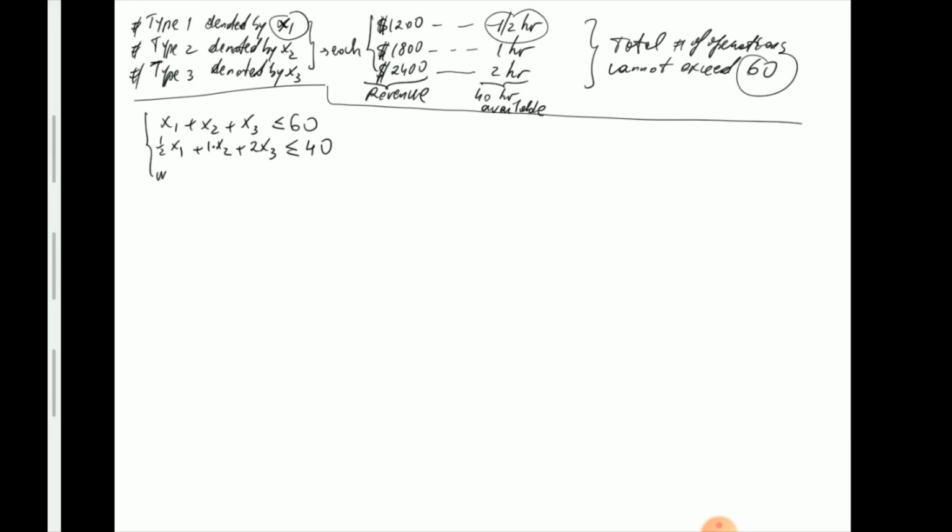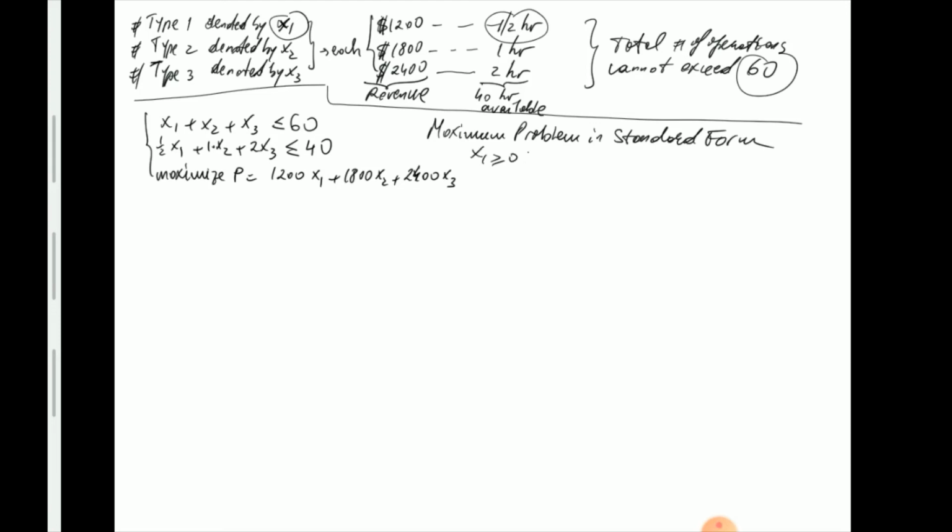The goal is to maximize the revenue. So it's to maximize P equals the revenue per type multiplied by the number of operations of that type: 1,200 x1 plus 1,800 x2 plus 2,400 x3. And so notice this becomes a maximum problem in standard form. Obviously the non-negativity is automatically understood because the number of operations can only be a non-negative number.